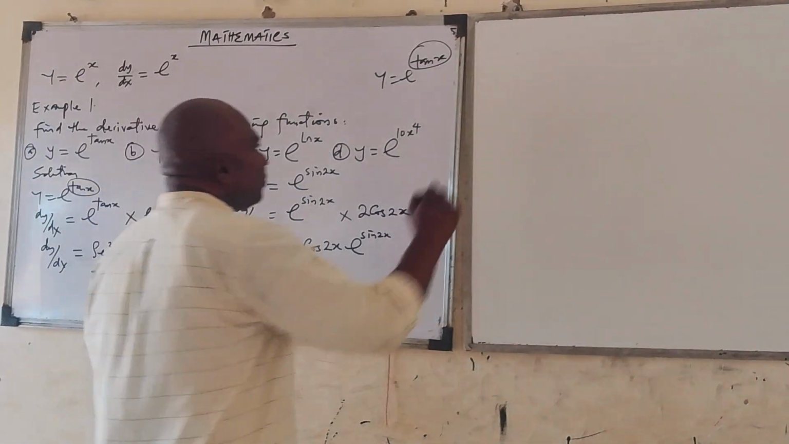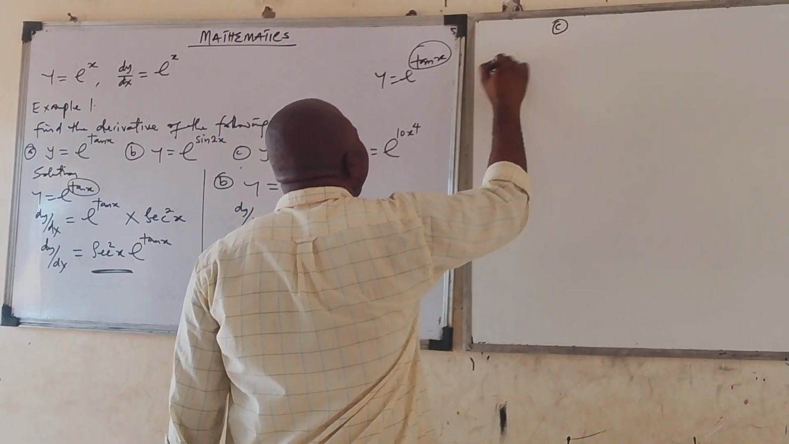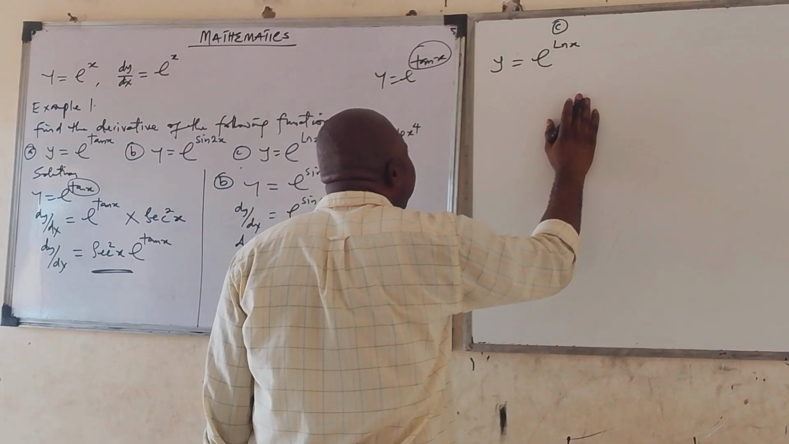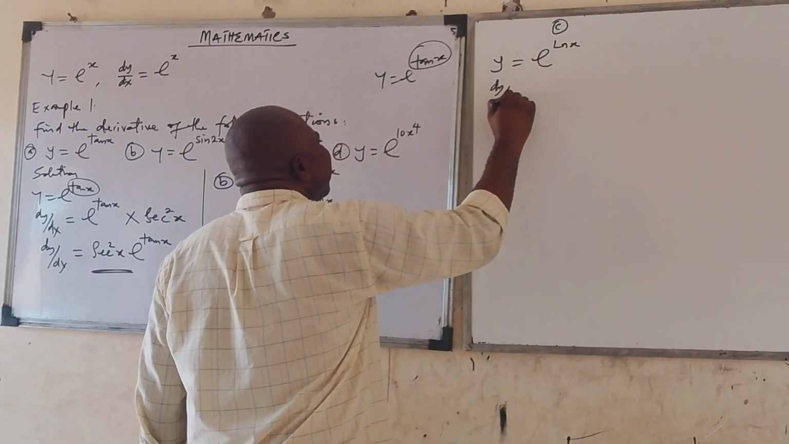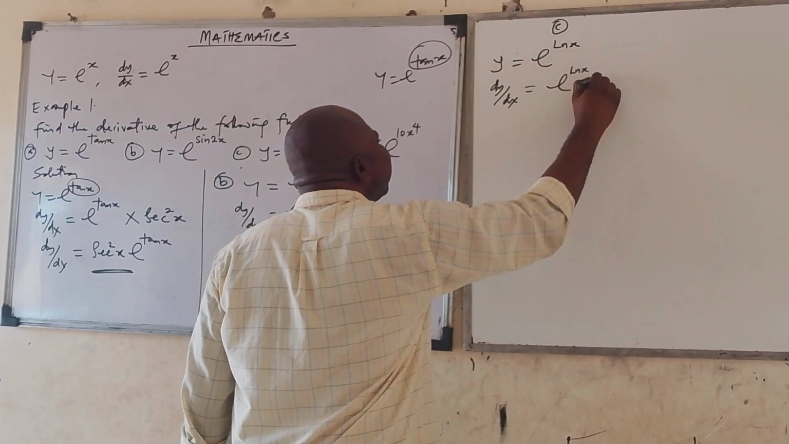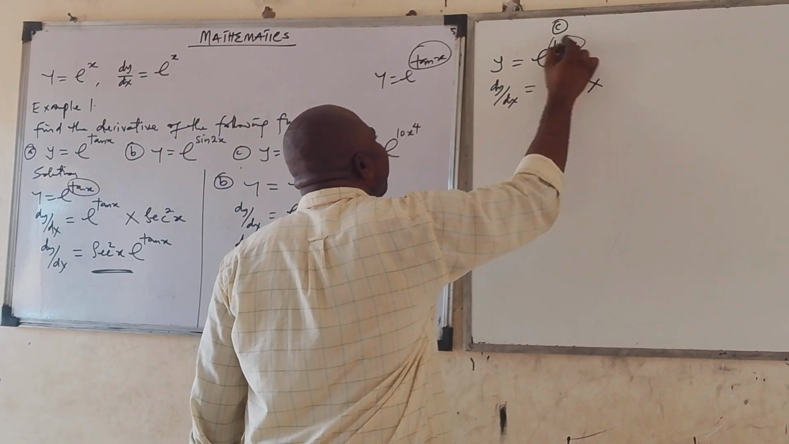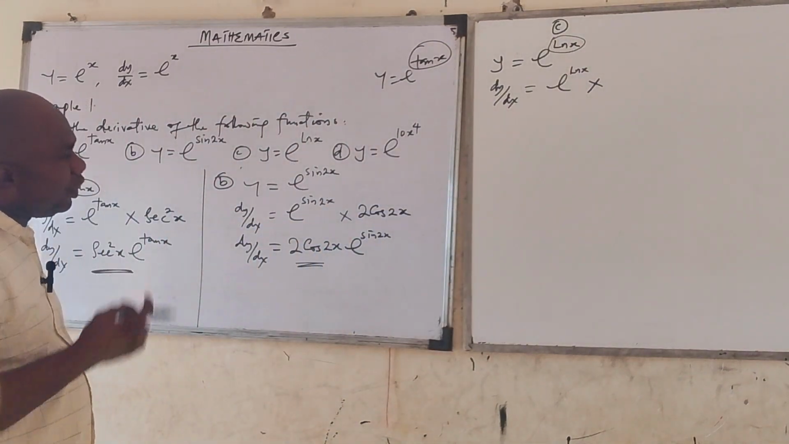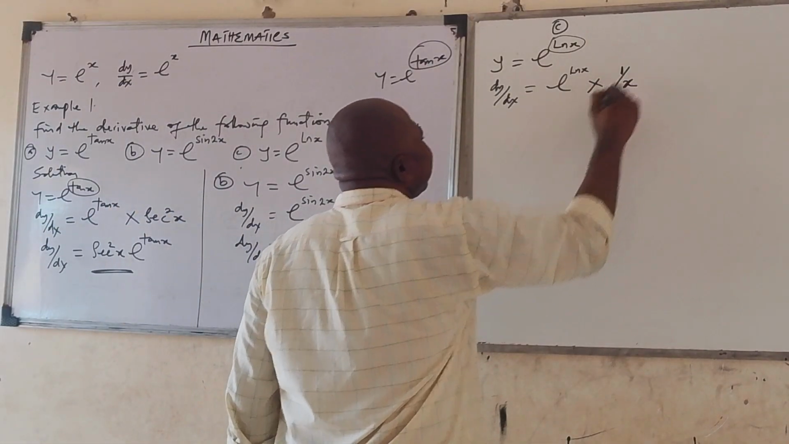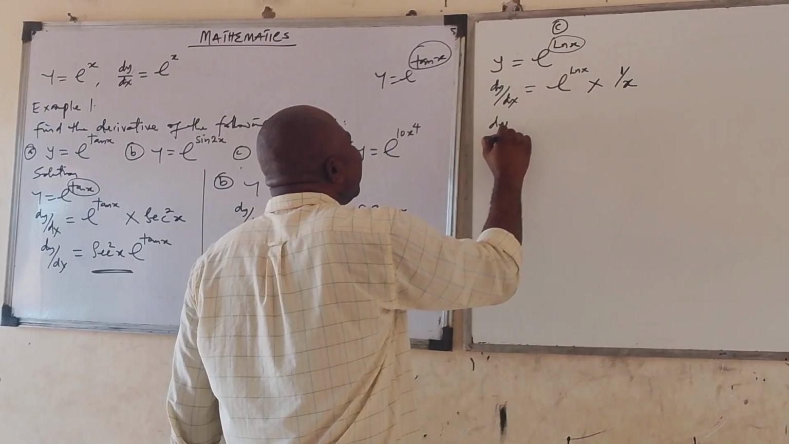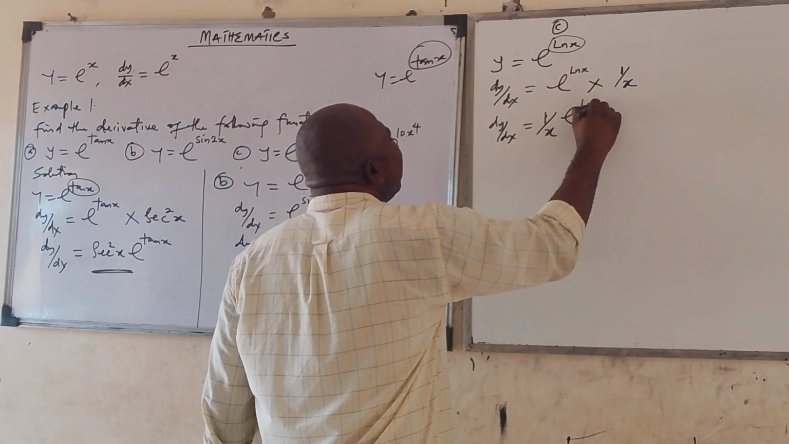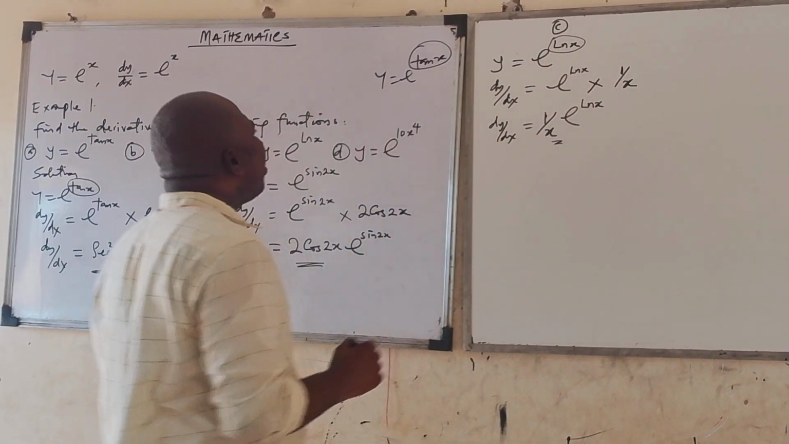Now let's see question C. Now question C, we have y is equal to e raised to the power of ln x. Yes, e raised to the power of ln x. Now dy over dx, when you differentiate e power ln x, it gives you e raised to the power of ln x. Then you times it by the derivative of this function. Yes, that is actually taking the position of x. So when you differentiate ln x, it gives you 1 over x. So it means dy over dx will be equal to 1 over x, then e raised to the power of ln x. That's dy over dx.